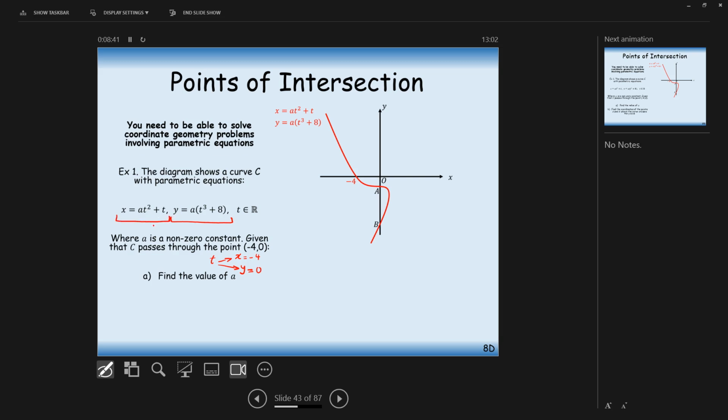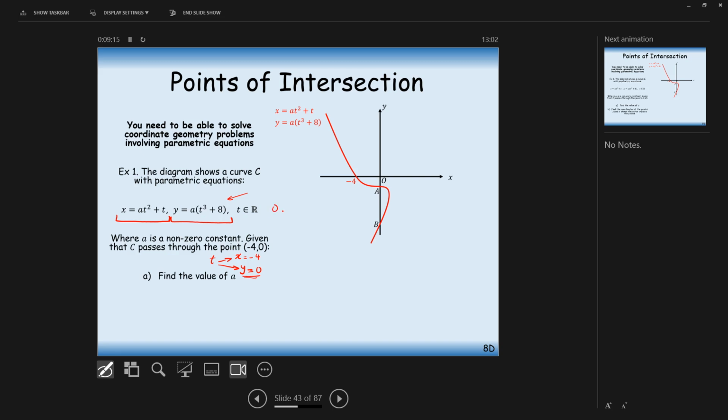x's definition has two terms in t, so we cannot make t the subject of this formula very easily because of the t squared. But the value of t is more easily found if we rearrange the equation of y. So what can we do? We can take the value of y to be 0 and solve for t here.